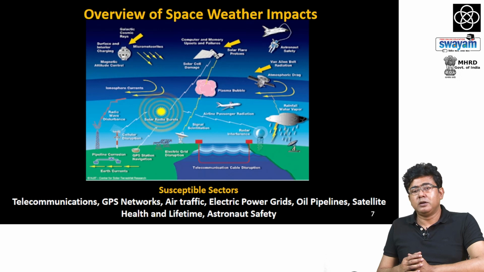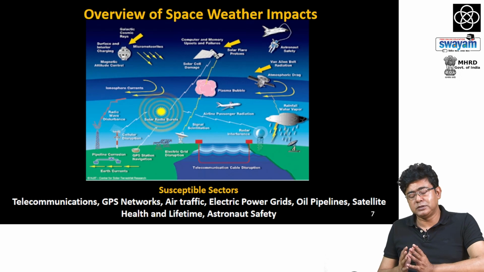Lower down, large conductors such as electric power grids and oil pipelines can have large voltages induced in them due to geomagnetic field fluctuations which are driven by the storms. And it has been documented in the past that solar flares have taken off large electric power grids. For example, in 1989 a big solar storm took off the Canadian power grid.